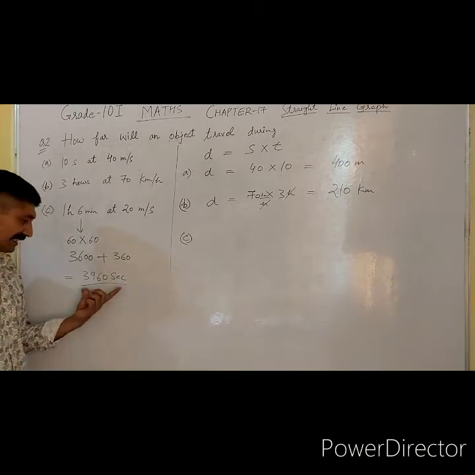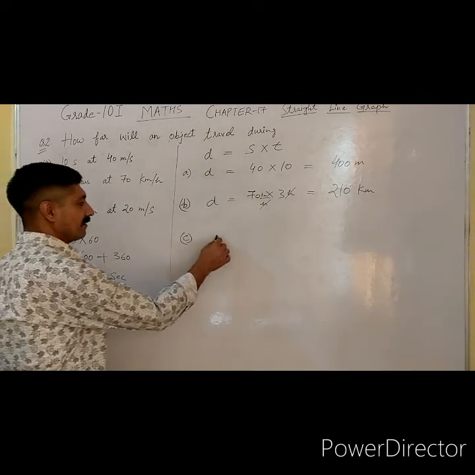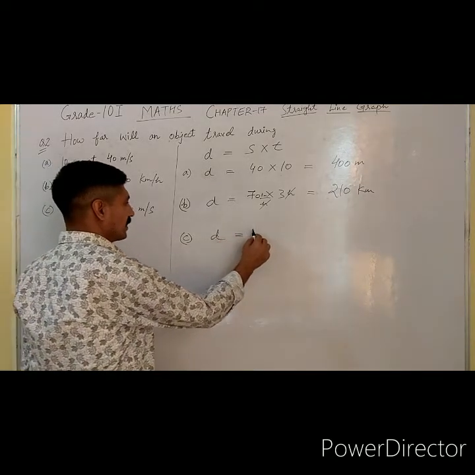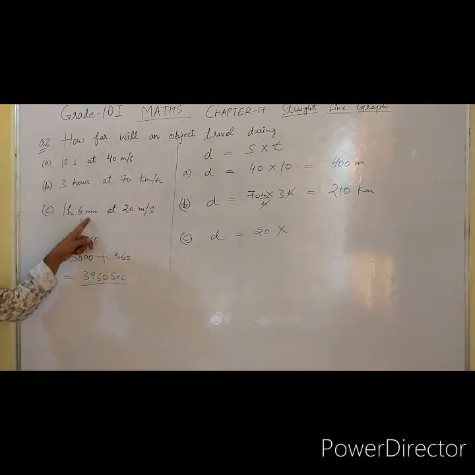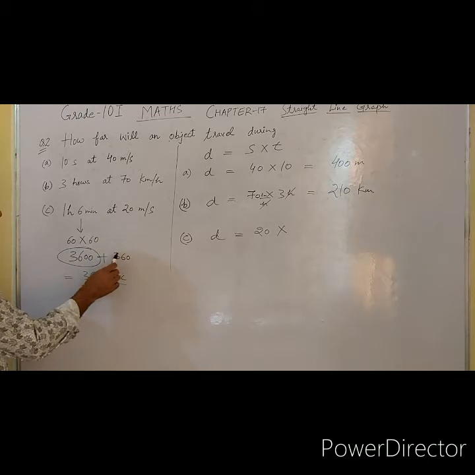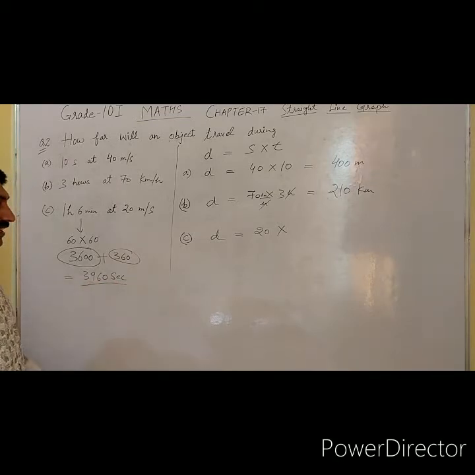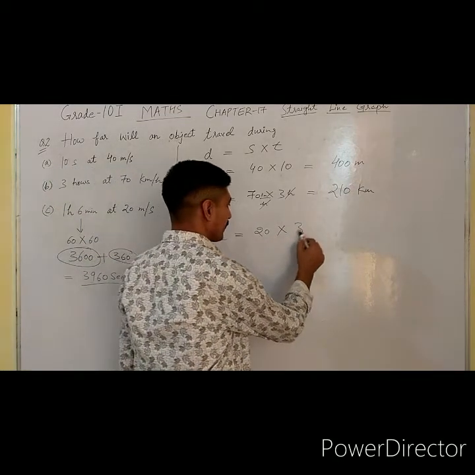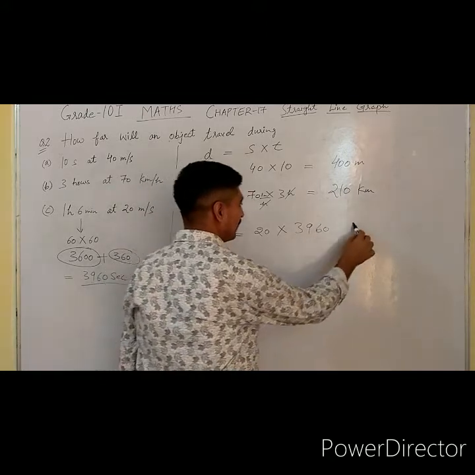So in these seconds, the distance traveled is equal to the speed, that is 20 meters per second, times the time. In 1 hour 6 minutes, in 1 hour we have 3600 seconds and in 6 minutes we have 360 seconds. So when we add, we have 3960 seconds. So here, 3960.